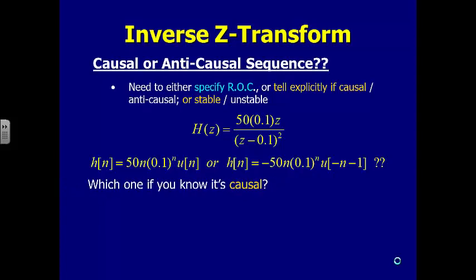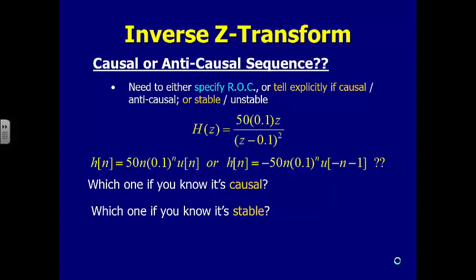Pretty rare someone's going to walk up to you in the street and say, you know, that thing I want you to transform, the region of convergence is from Z equals 0.5 out there. Most people don't carry regions of convergence around in their pocket. So, more likely they got to tell you it's causal. All right, they tell you it's causal. Which one is it, left or right? Got to be this one. This is a causal function. This one's an anti-causal function. So, if I told you it's causal, it's got to be that one.